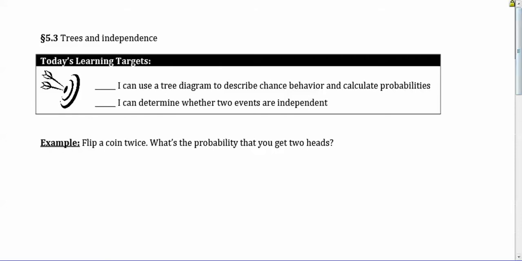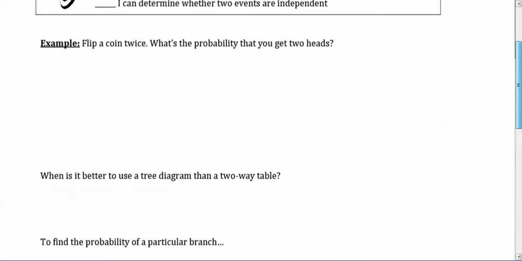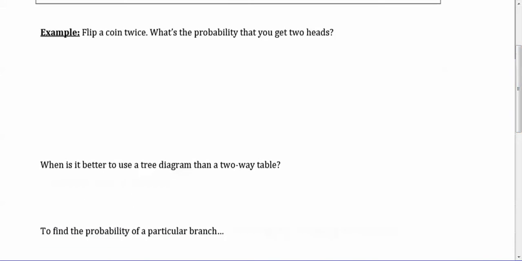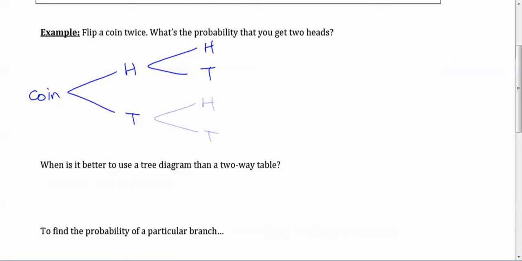So here we have flip a coin twice. What's the probability you get two heads? So I can represent this in the form of a tree diagram. I can start with a coin, and there's two possible outcomes for the first flip. It could either be heads or it could be tails. Similarly, on the second flip, there's two possible outcomes. It could be heads or tails. So again, the first branching over here represents the first flip, and the second branching represents the second flip.